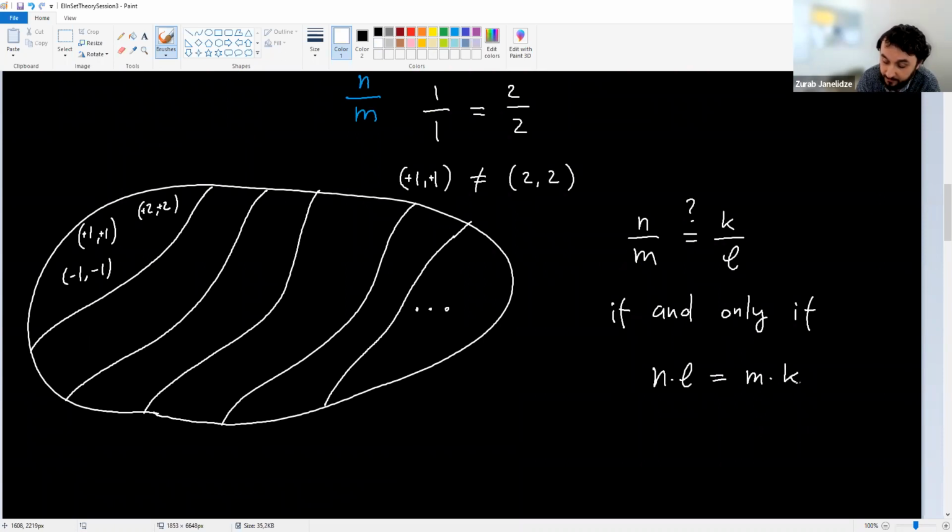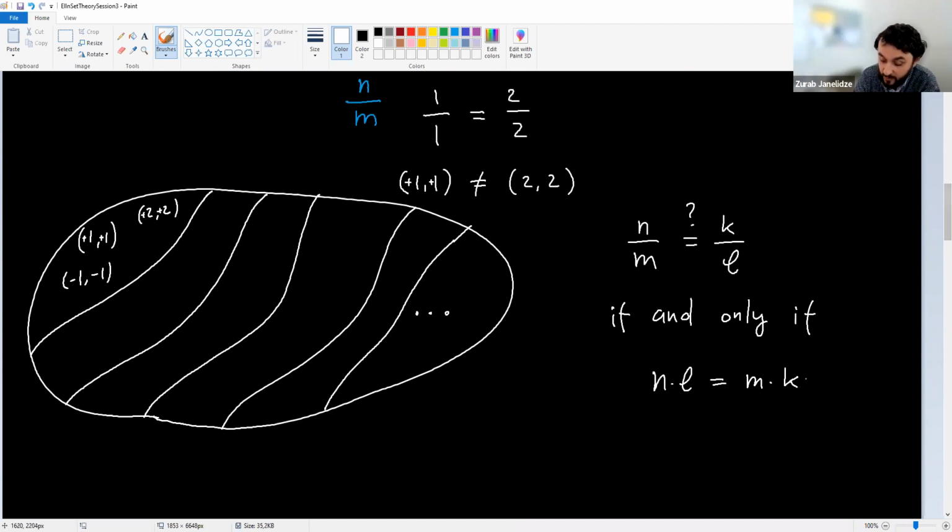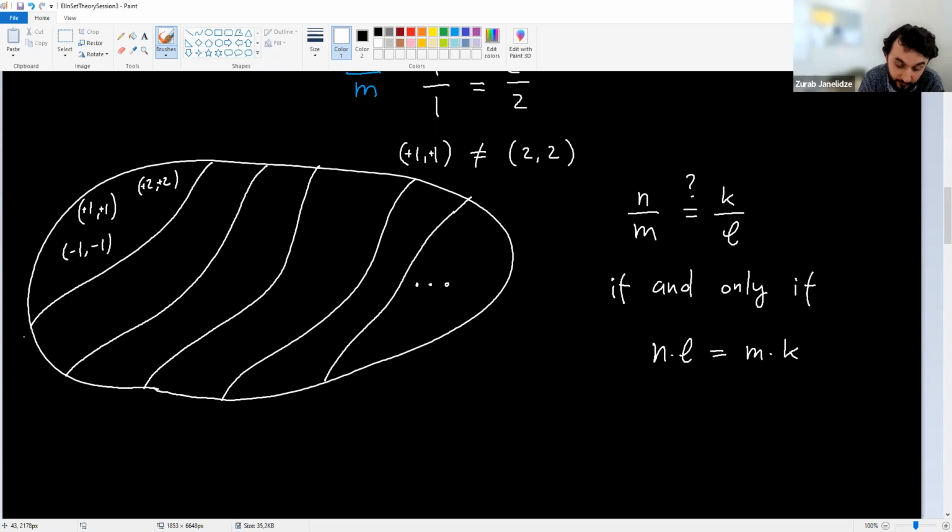equals m times k. Of course, this does mean that we have to first define multiplication and so on, but let's assume that we've already done that. If we can multiply integers, then we can use multiplication of integers to describe how we form this grouping. So basically, we say that we will put n m ordered pair in the same grouping as KL ordered pair when this identity will be satisfied.